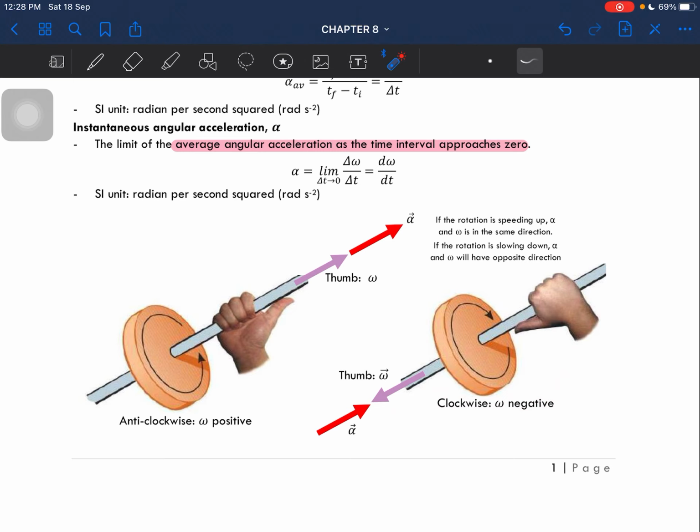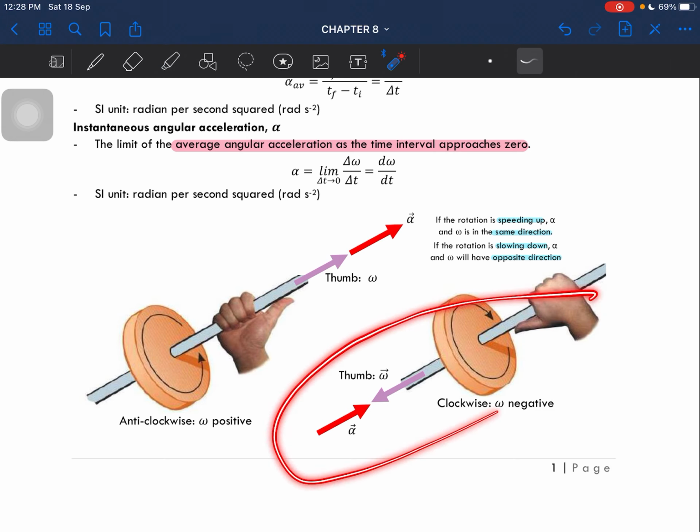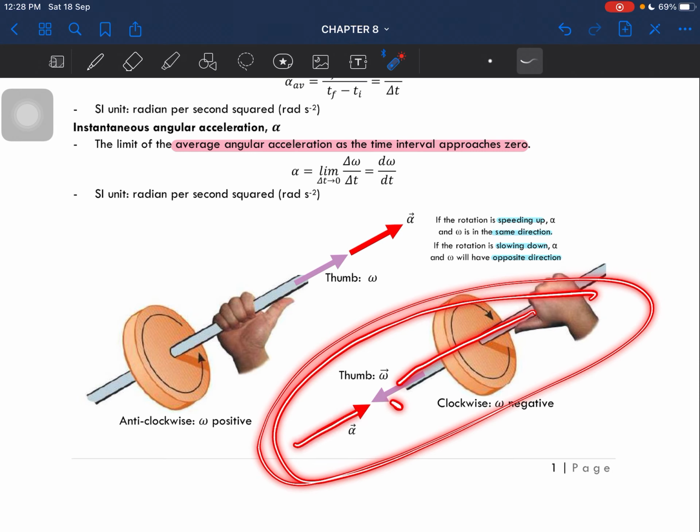And then for the angular acceleration, if the rotation is speeding up, make sure you can see this one, it is speeding up. If it is speeding up, alpha and omega will be in the same direction. But if it is slowing down, then alpha and omega will have opposite directions. For example, for this clockwise rotation, if it is slowing down, then the alpha is in the opposite direction with the omega.